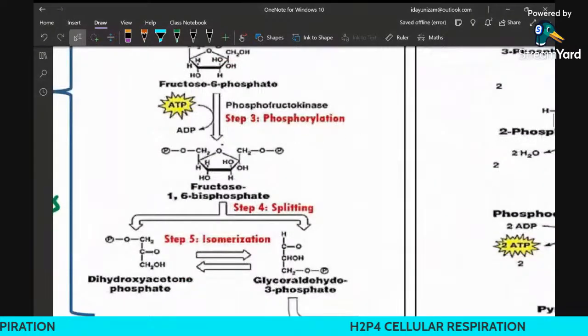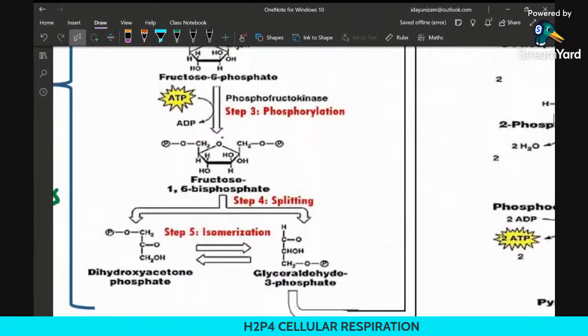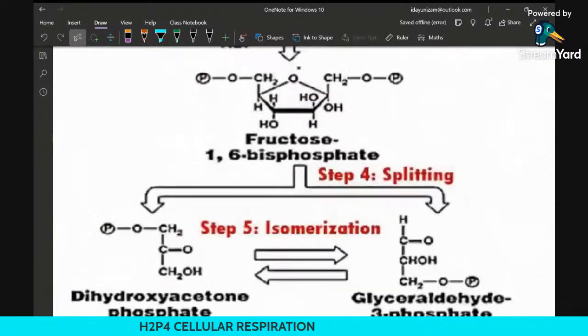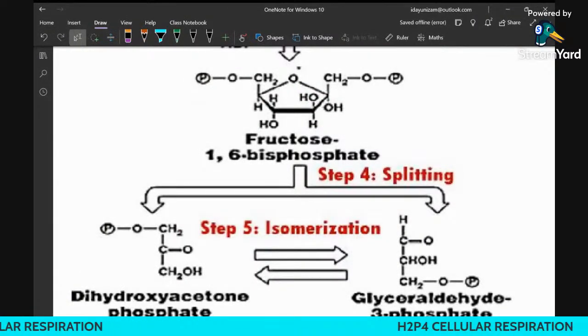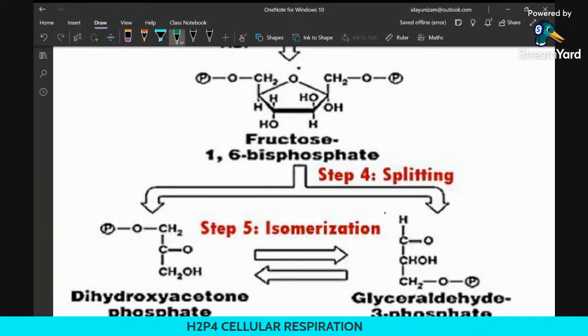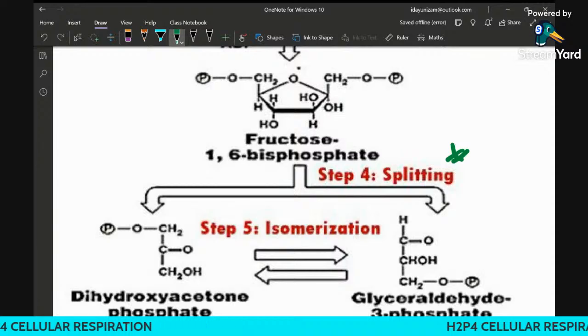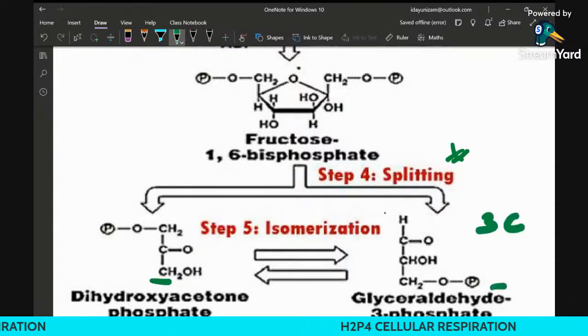Okay, step 4. You already see, class, the one carbon molecule becomes two molecules which is 3 carbon. Okay, and the process is known as splitting, because when there are two types of molecule, 3 carbon is produced.